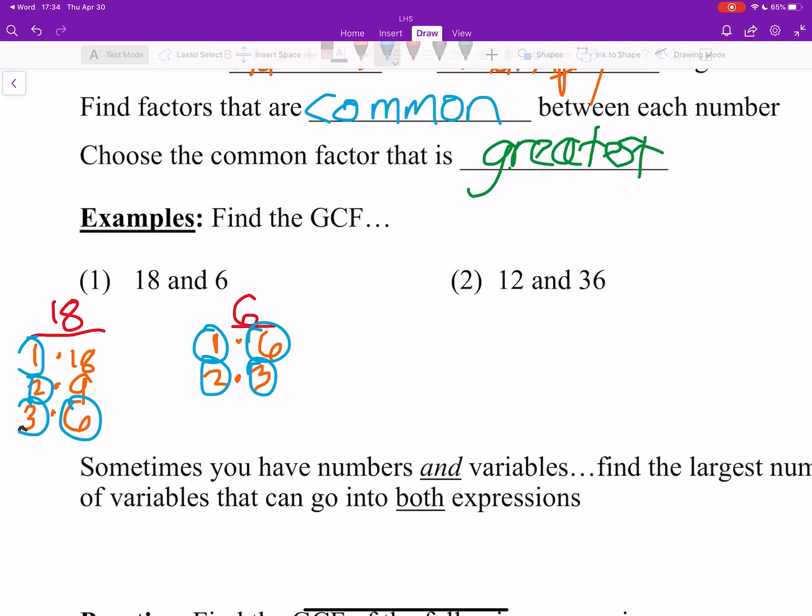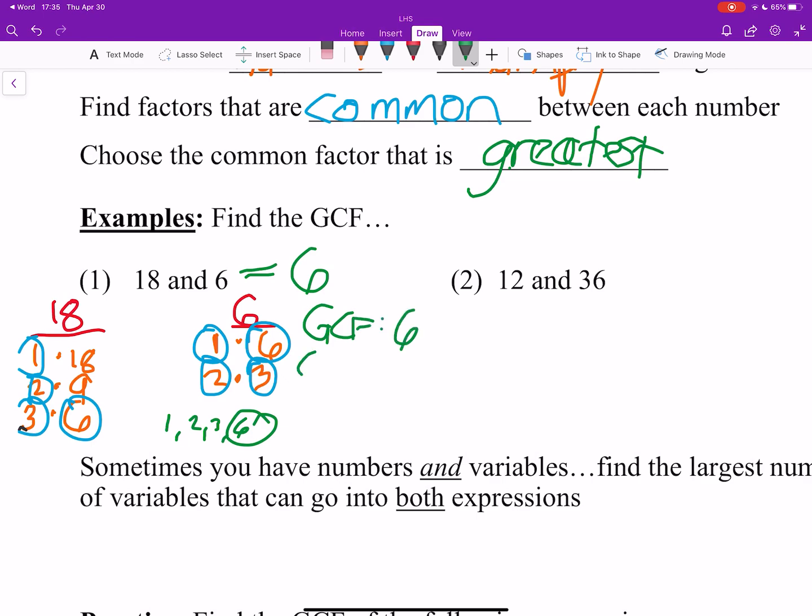Final step, which I have in green there, is to figure out which one is greatest. So you're asking yourself, between the numbers 1, 2, 3, and 6, which one's the greatest or the largest? Well, that's obviously 6. So your final answer is that the GCF equals 6. You can write that as GCF colon 6, or GCF equals 6. There are multiple ways to write that.